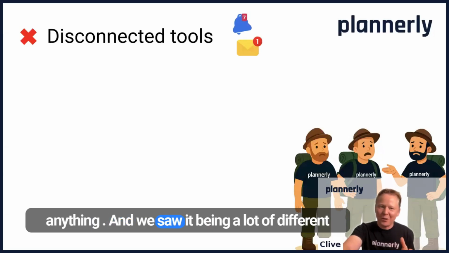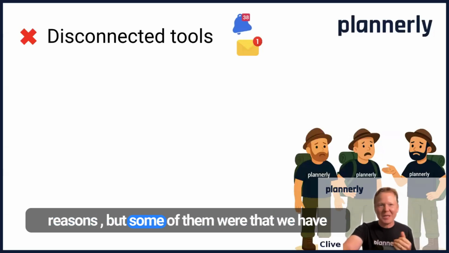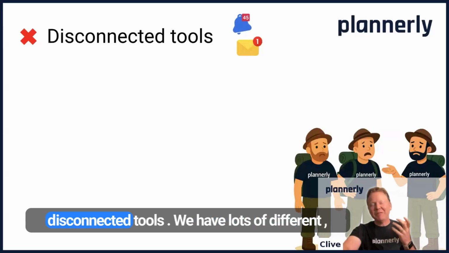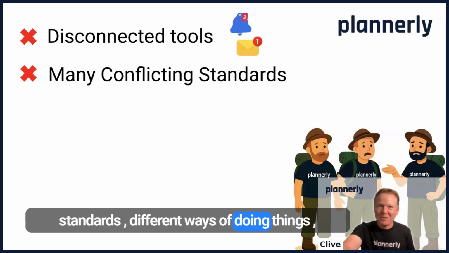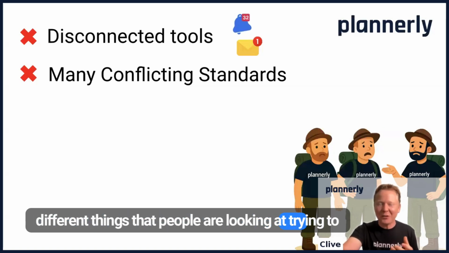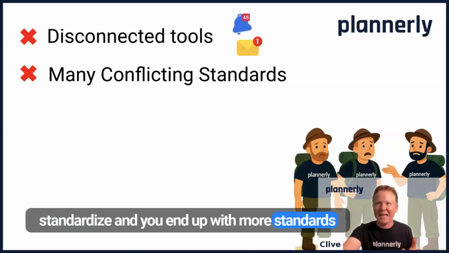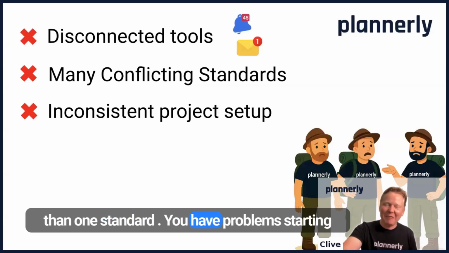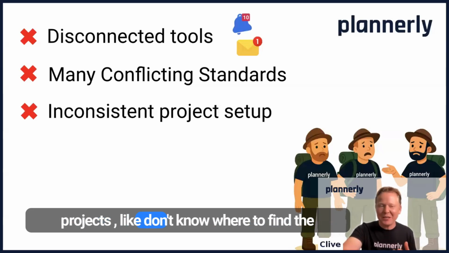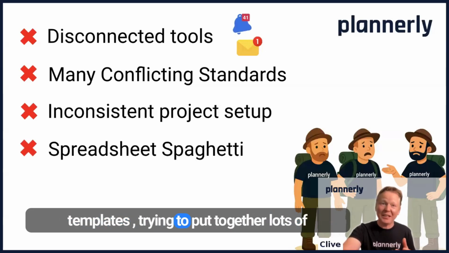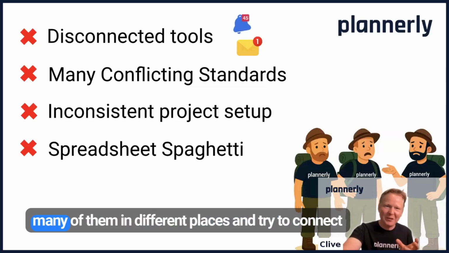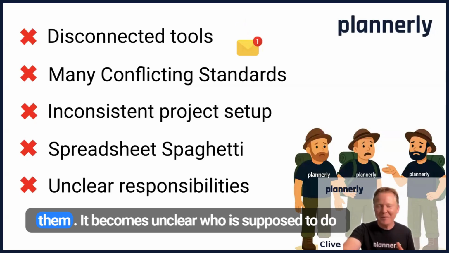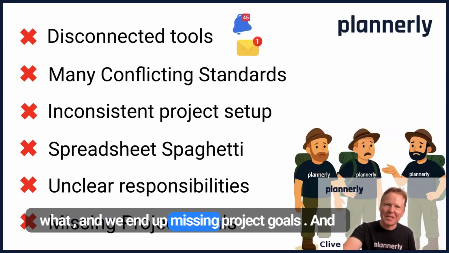We saw it being a lot of different reasons, but some of them were that we have disconnected tools. We have lots of different standards, different ways of doing things, different things that people are trying to standardize, and you end up with more standards than one standard. You have problems starting projects, like not knowing where to find the templates, trying to put together lots of spreadsheets, and it's confusing when you've got so many of them in different places and are trying to connect them. It becomes unclear who is supposed to do what, and we end up missing project goals.